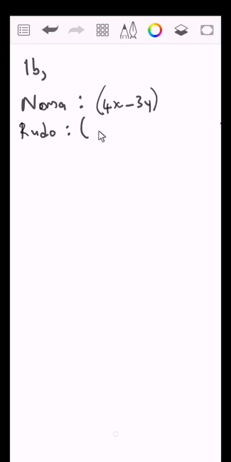When we read, we are told that Noma has 4x minus 3y dollars, and Rudo has 5x minus y dollars. So once again, find in its simplest form the amount of money, part 1, they have together.